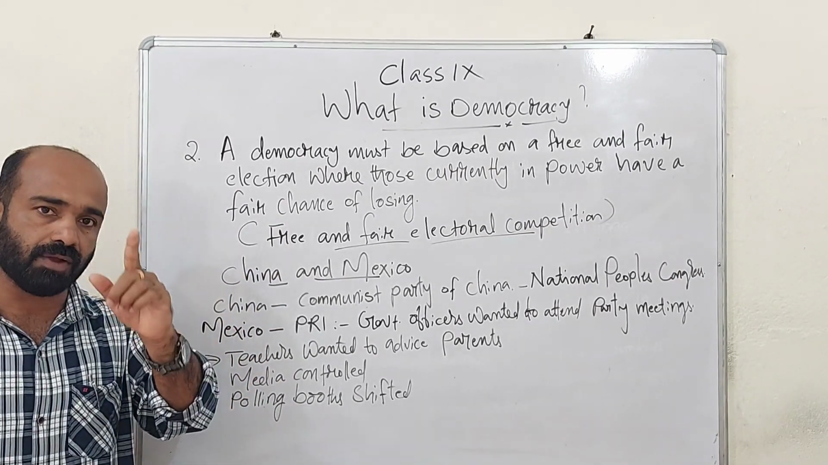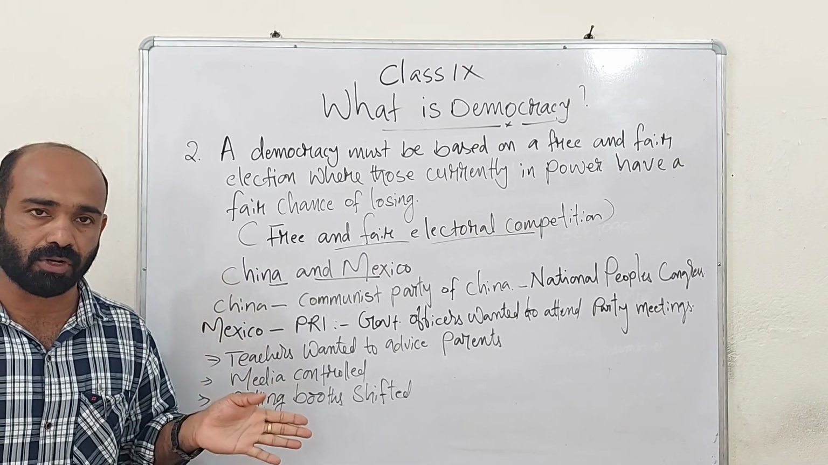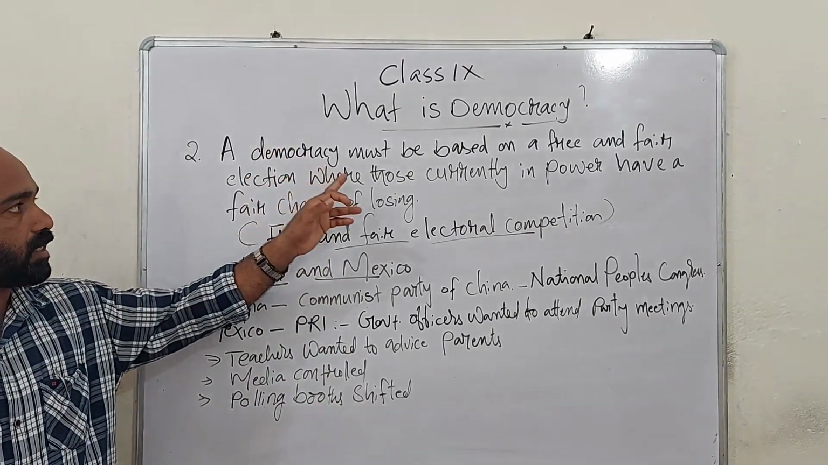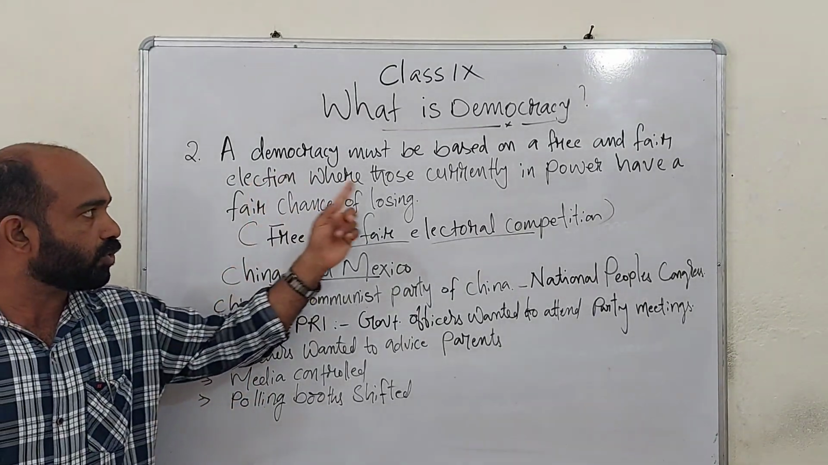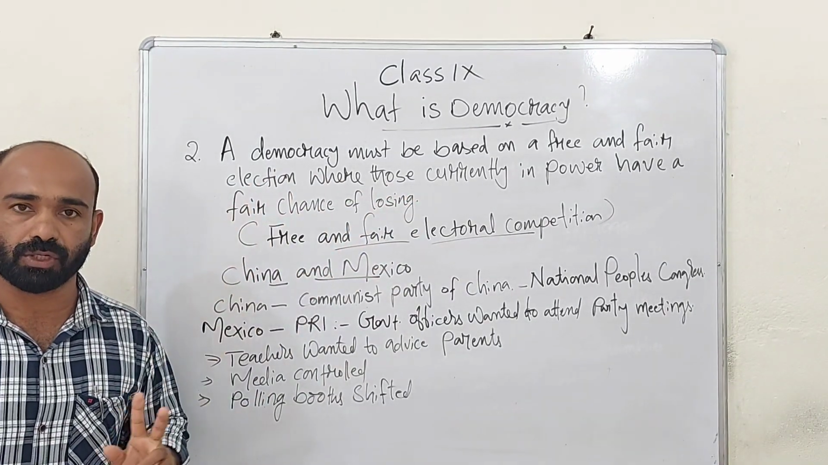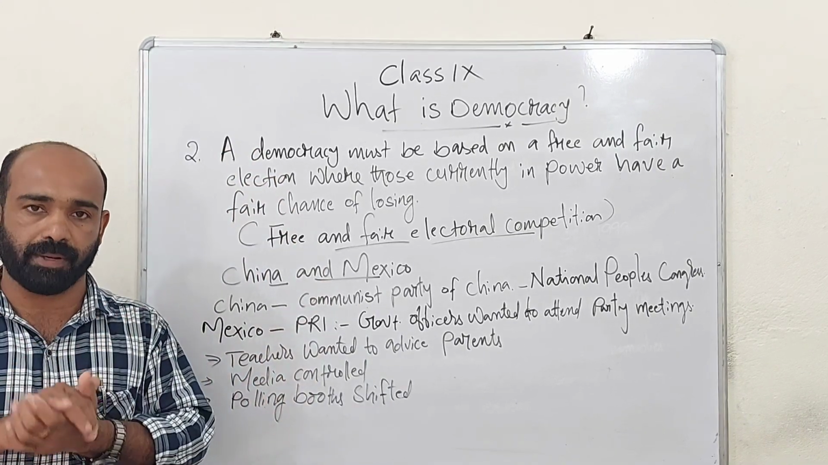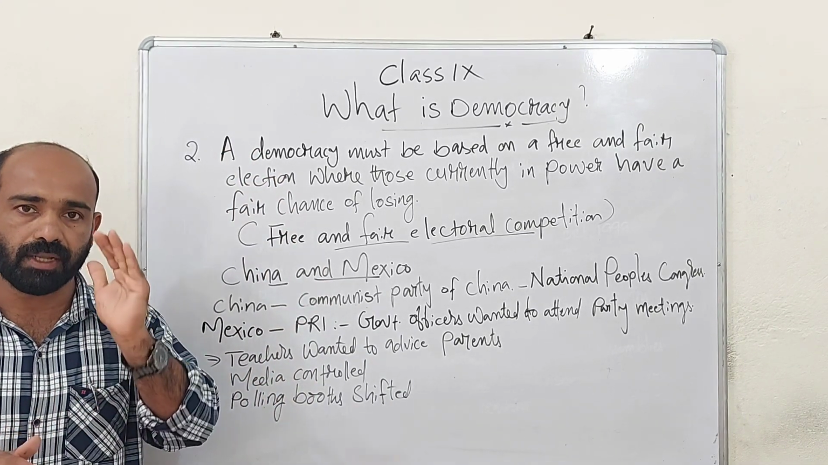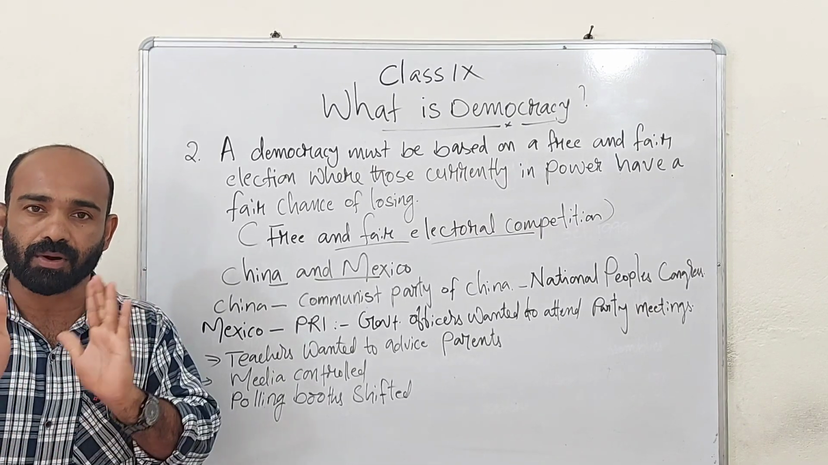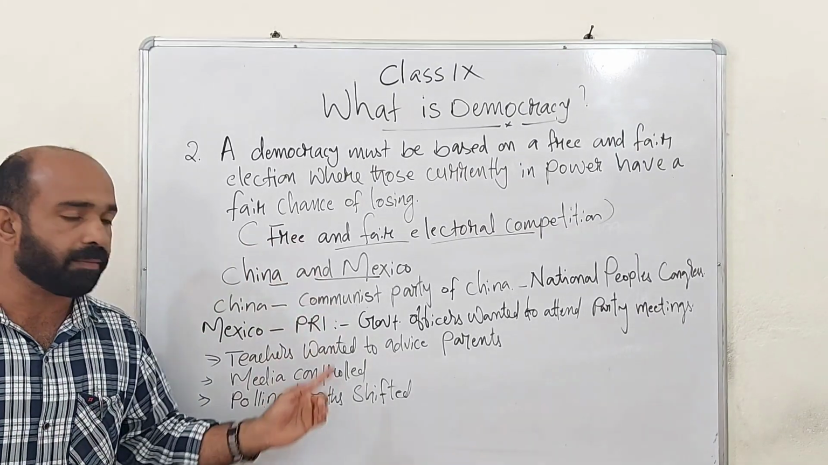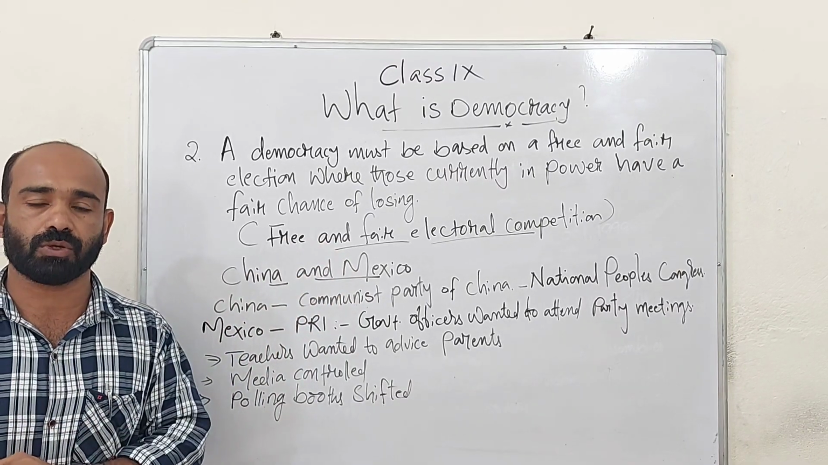So if a country wants to be called a real democracy, free and fair elections should be there in that country, and moreover those currently in power should have a fair chance of losing. This feature should also be there. Then only that country can be called a real democratic form of government. Otherwise these two will be called pretending democracies only.